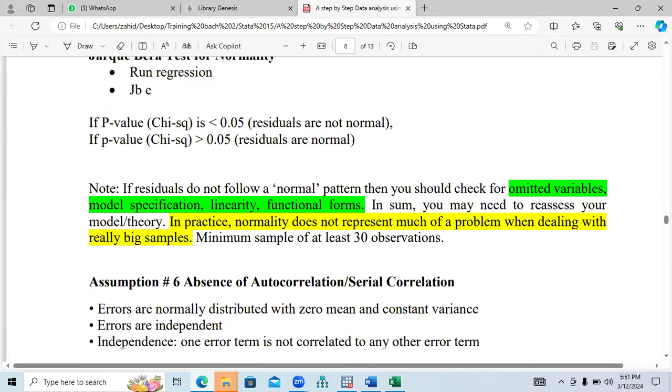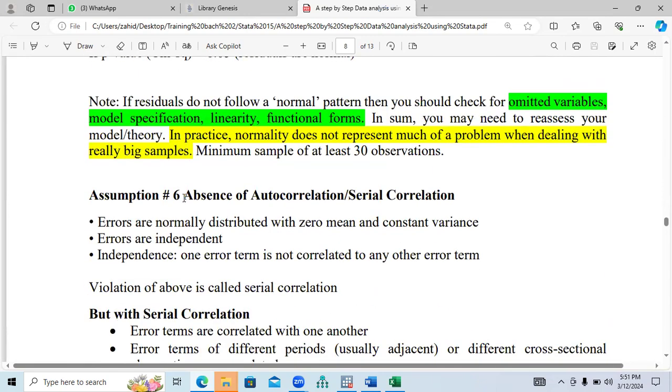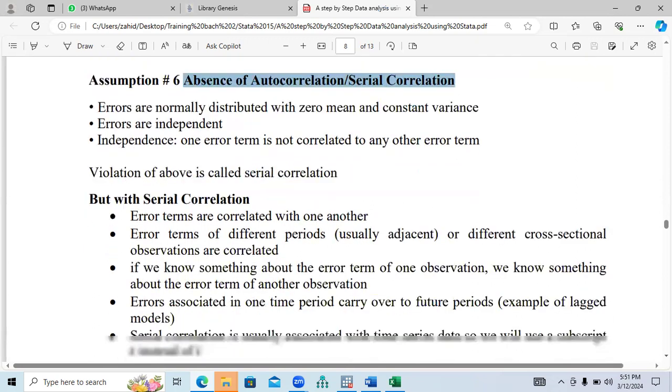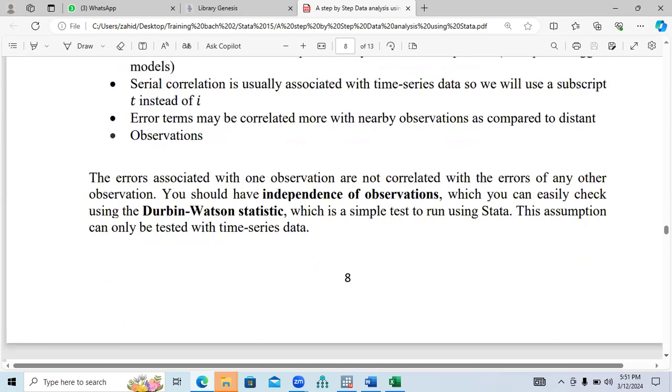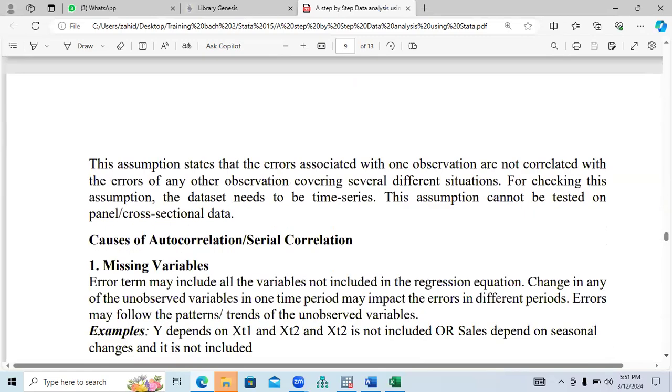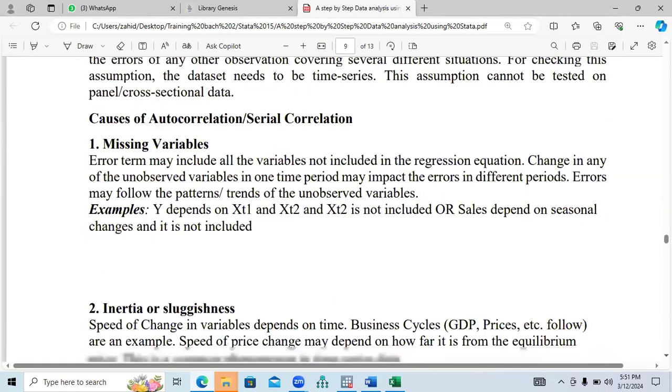Then we have the sixth assumption, which is autocorrelation or serial correlation. As we have some time series data too, we will check this assumption on the time series data. So we may have some procedures which are graphical and non-graphical. The non-graphical procedure is the Durbin-Watson test. So we can apply this procedure on our time series data.